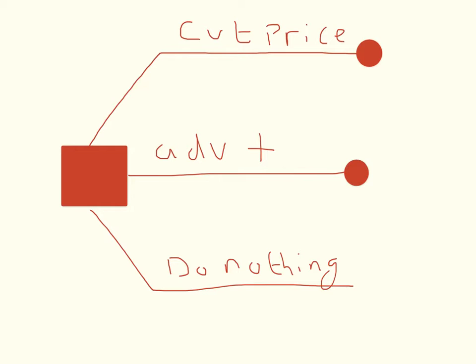So that's the decision tree so far. So we've got the start, which signifies the manager faces a choice. We've got the lines, which show the choices that the manager has to make. So should the price of the product be cut? Should the amount spent on advertising be increased? Or should the manager simply just leave it for the time being and do nothing?